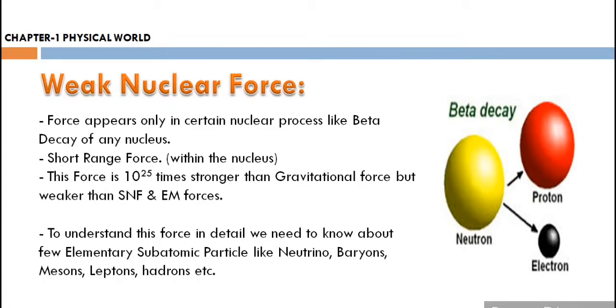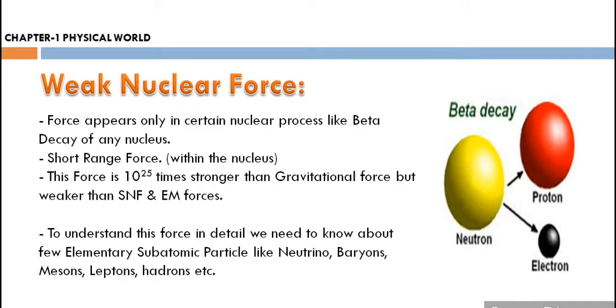Now to understand this force in detail, which is again a very high level subject, we need to know about a few elementary subatomic particles. Remember, in the starting I told you that if I ask you what the subatomic particles are, you will say that in the atom we have electron, proton and neutron. But again, as John Dalton said, the smallest indivisible part is the atom. Clear? But again we saw that the atom can also be divided. Again, these subatomic particles, electron, proton, neutron, can also be divided.